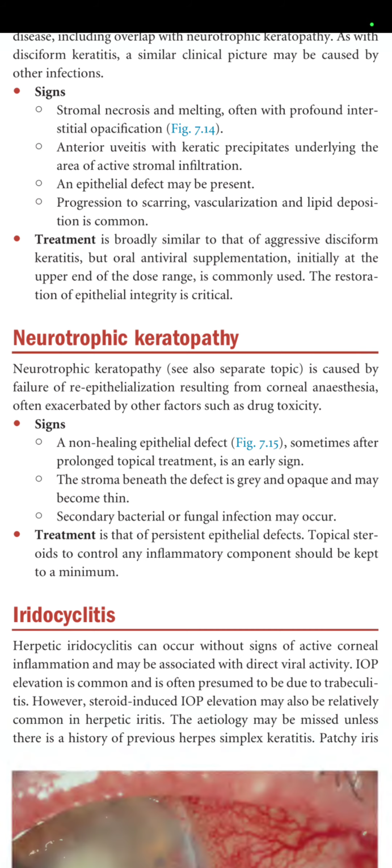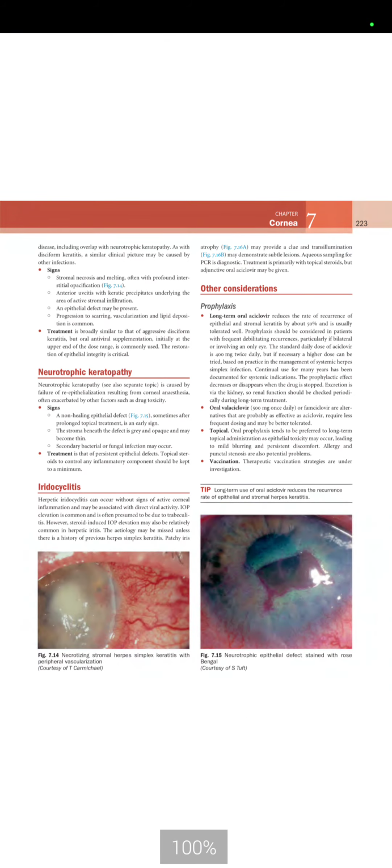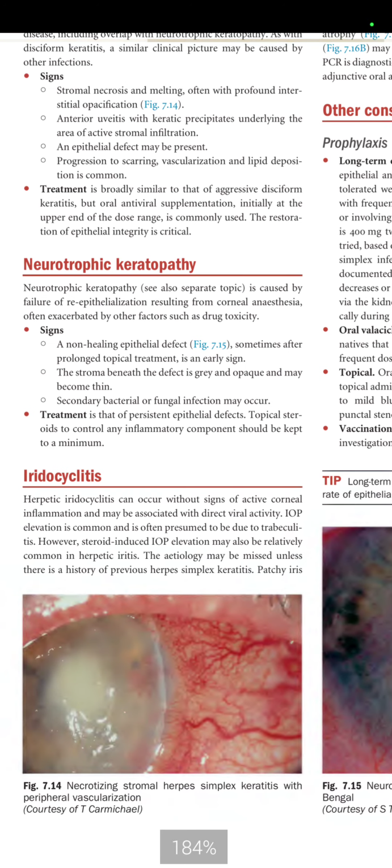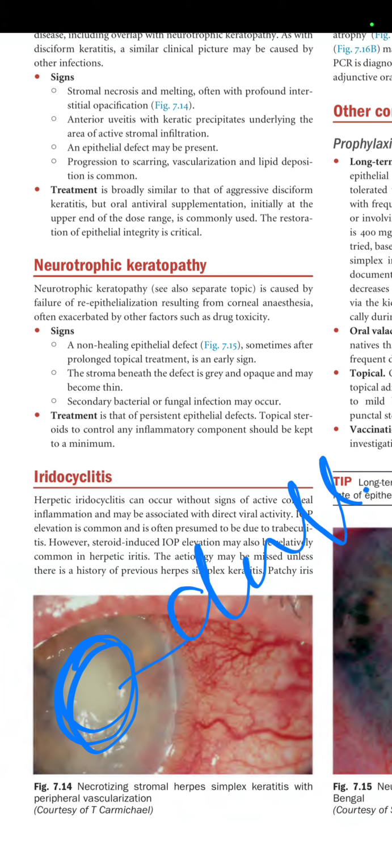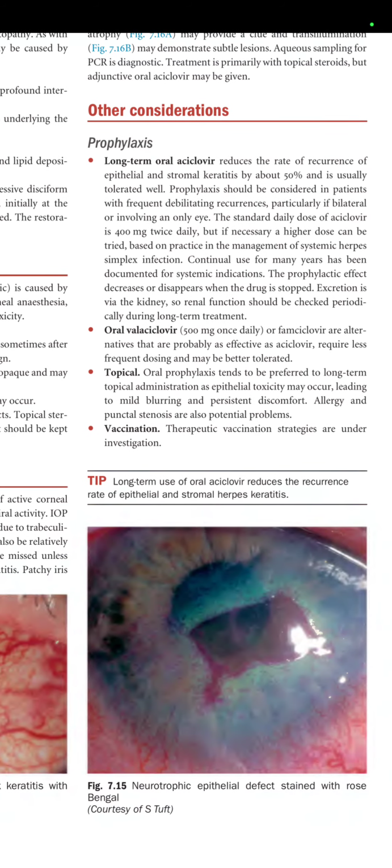So we can see figure 7.15 and 14 now. So you can see that here is a necrotizing stromal herpes simplex keratitis with peripheral vascularization. You can see that there is a very dense stromal haze, and you can see that it is almost melting. And in this case we can see a neurotrophic epithelial defect stained with rose bengal. So you can see this is an ulcer.